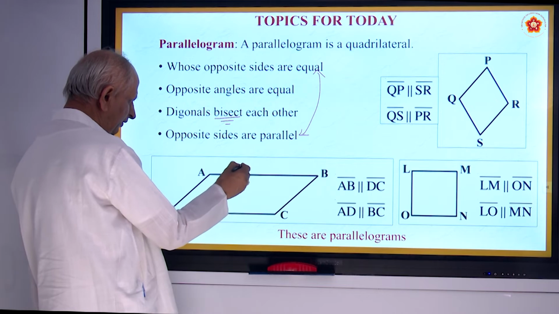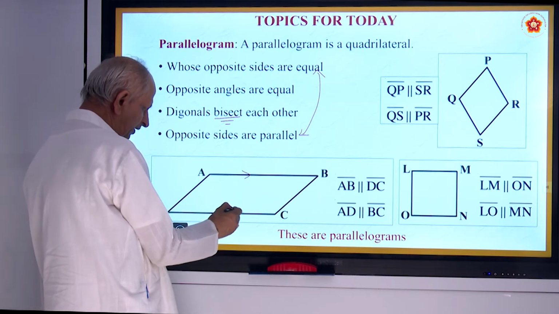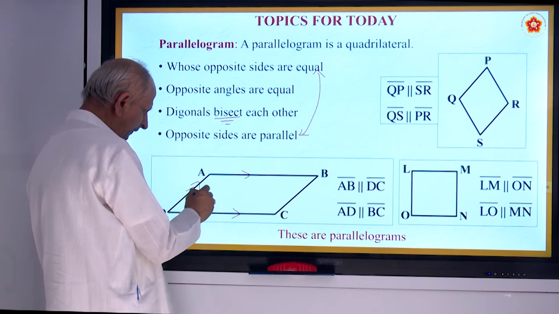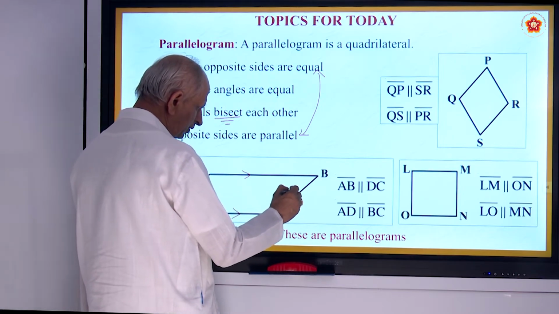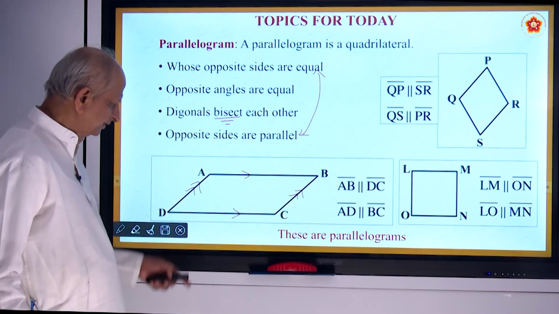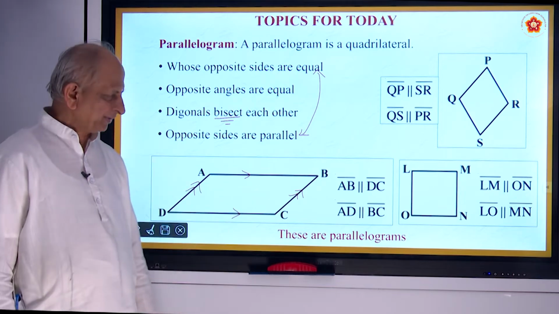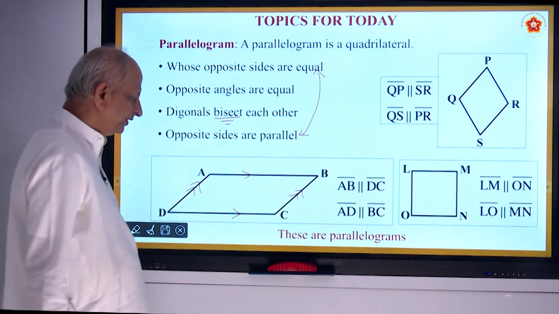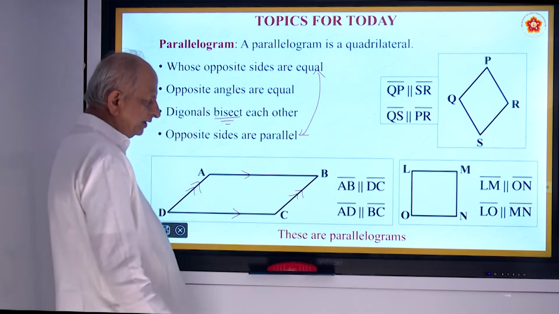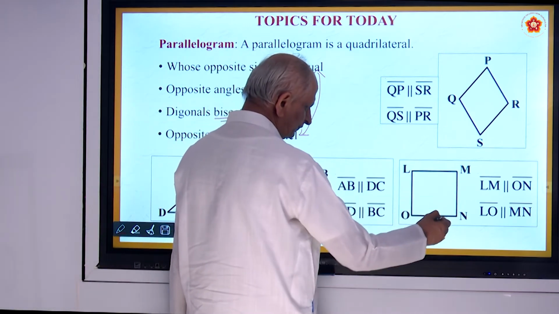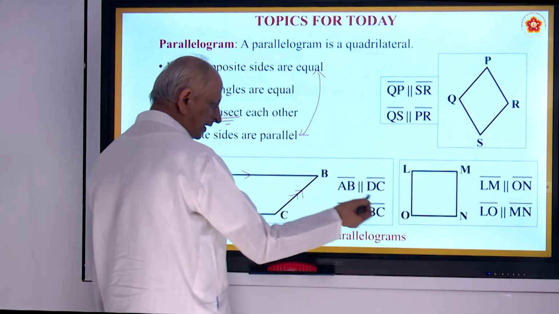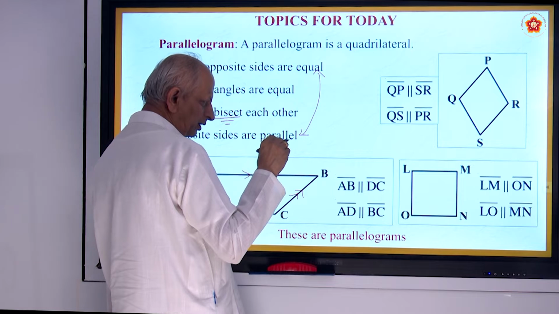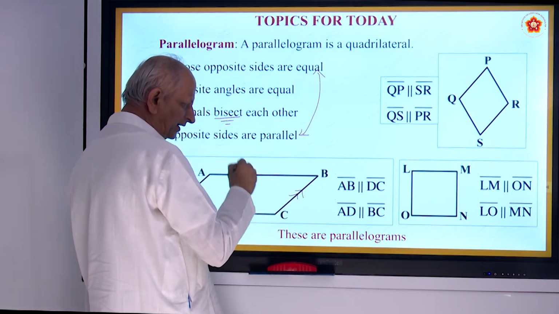This is ABCD. Here AB is parallel to CD and another one is AD is parallel to BC. Always when you have more than one pair, you must write a double arrow mark. Here it may be like this also. That's why you can say square also is a parallelogram. So all squares are parallelograms, but all parallelograms are not squares.